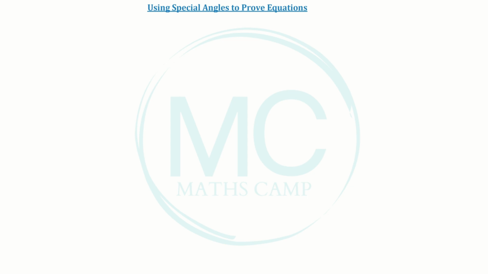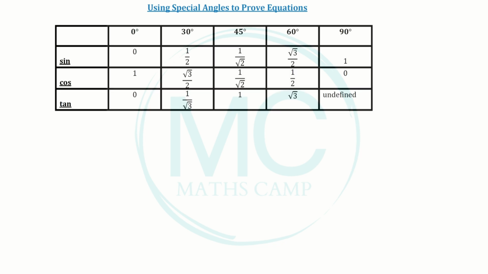Hi. In this course, you may see questions where you will need to prove whether or not equations are true. To do this, we use the values of trigonometric ratios for special angles and simplify in order to show the left-hand side of the equation is equal to the right-hand side. So let's put in our table for special angles, and now we can look at some examples.